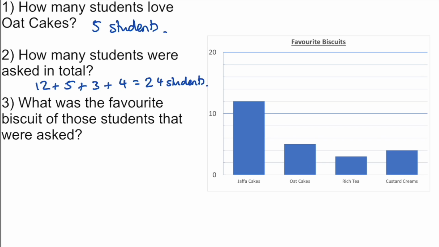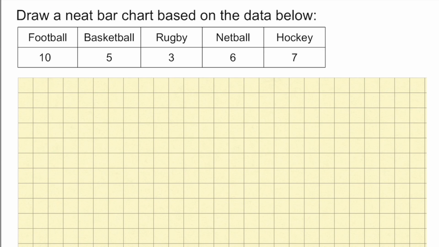Finally, the question asks what was the favourite biscuit of those students that were asked, and clearly, because this is the biggest bar, it must be the Jaffa cakes. Jaffa cakes were the favourite biscuit of the students in S2. So now let's move on to the next question where we're going to look at drawing a bar chart.